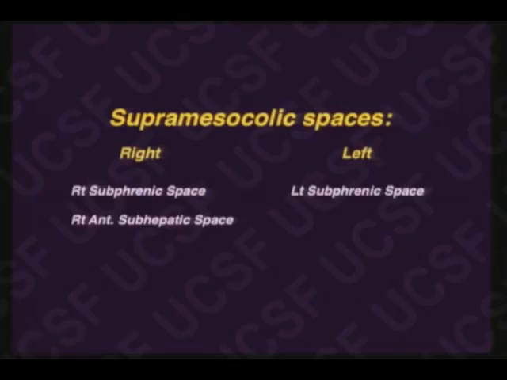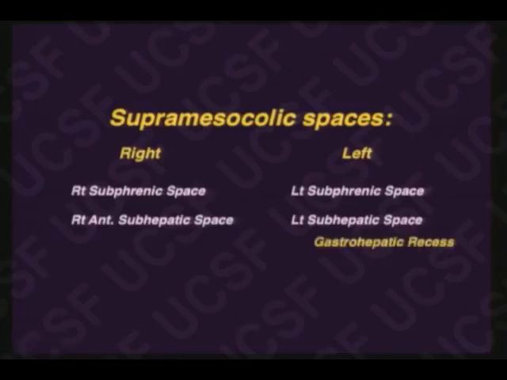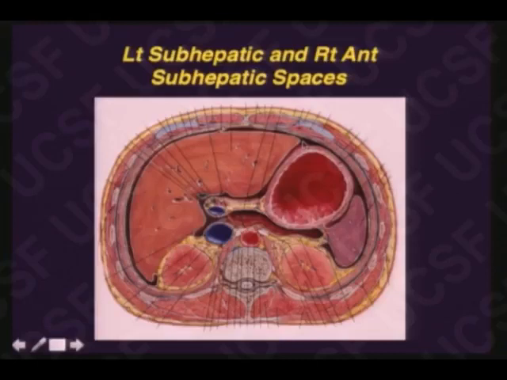The next space in the supramesocolic region is the right anterior subhepatic space. It's an analogous space on the left side, the left subhepatic space, but we seldom call it the left subhepatic space. More often we call this the gastrohepatic recess. Why? Because it lies between the lateral segment of the left lobe of the liver and the stomach predominantly. That's not the exclusive extent of that.